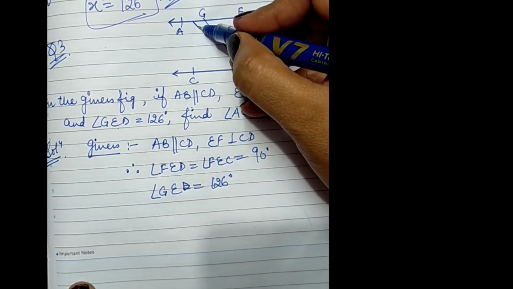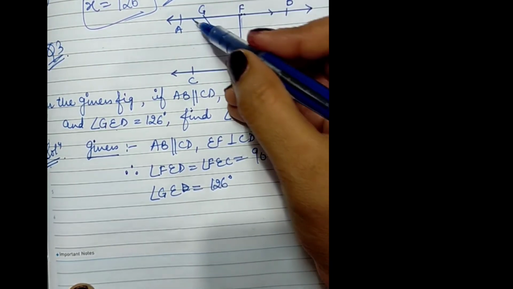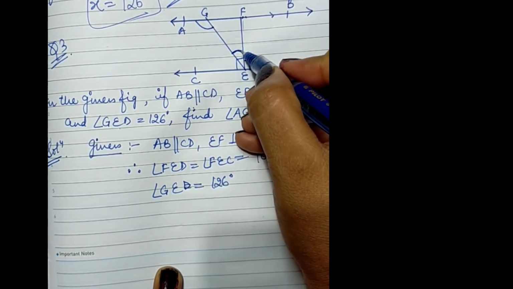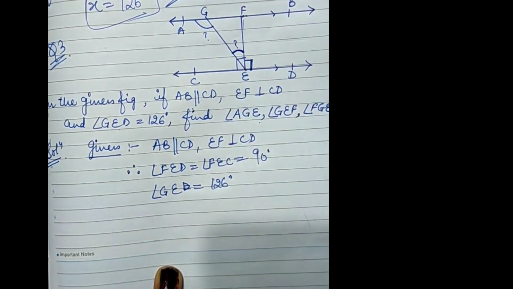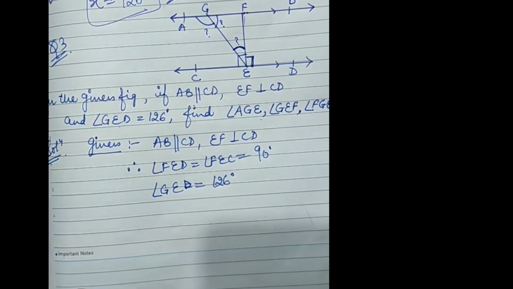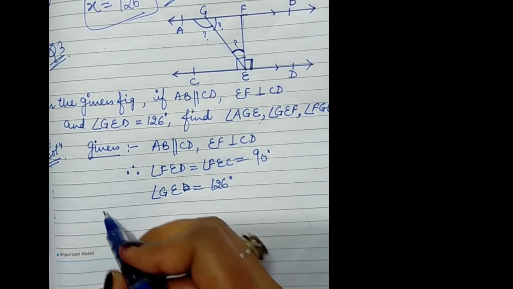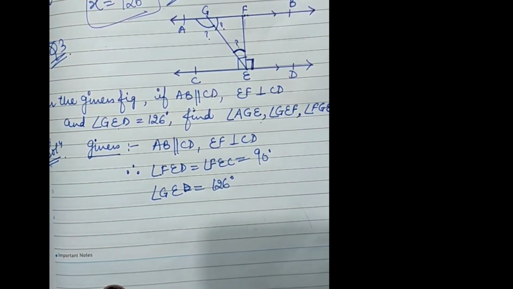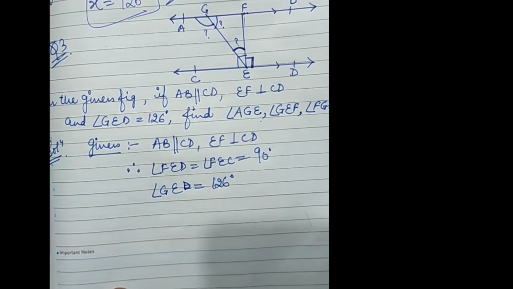AGE, that means this angle we need to find out, and GEF, that means this angle, and the third one is FGE, this one. There are 3 angles which we have to find out. So you can see I am not writing given, to prove, to find. These are the important parts.